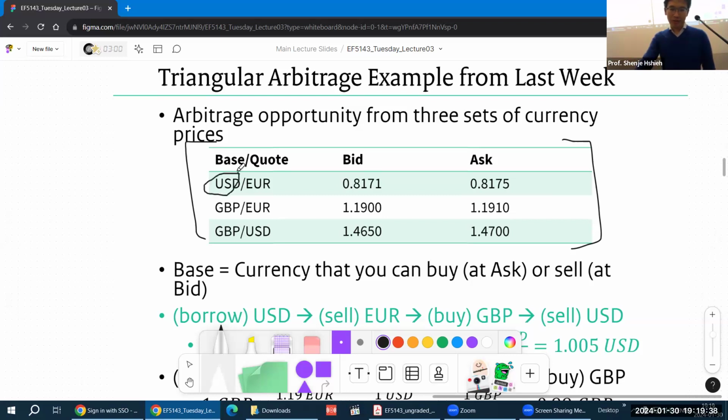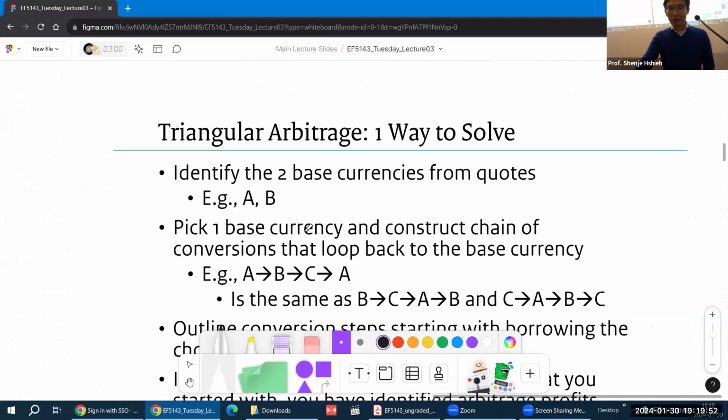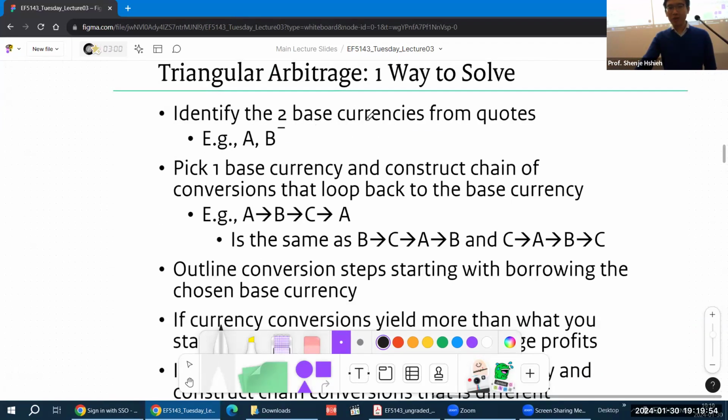One is USD and one is pound. All right, it's just arbitrary. I'm just gonna start my trading strategy by either borrowing US dollars or borrowing pounds in this case, and then try different routes. Okay, so step one, I'm gonna identify two base currencies.